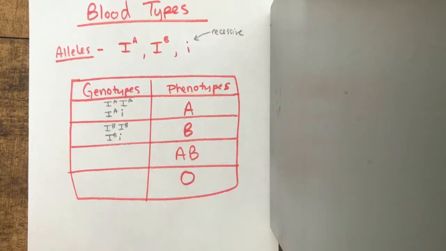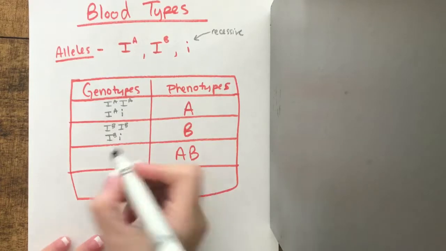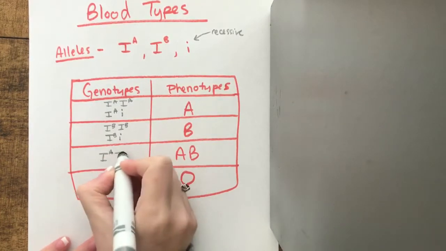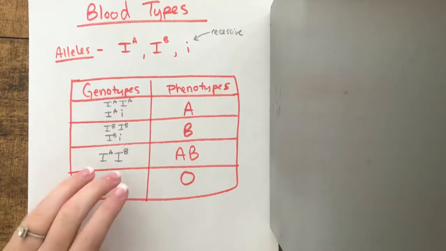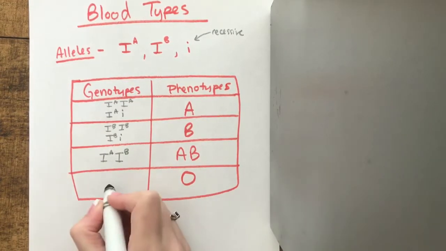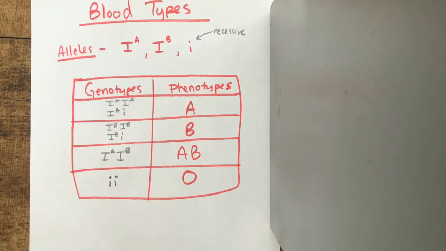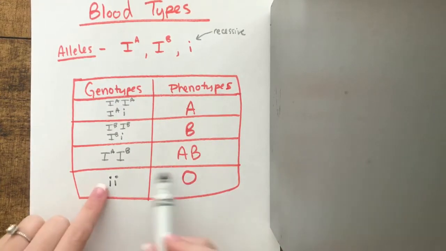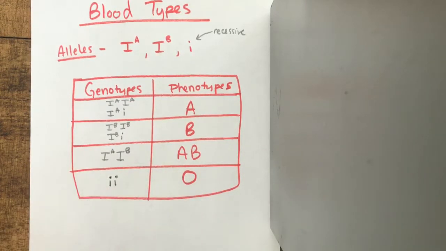Now with type AB blood, you get an IA and an IB, and that's the only way that you can be type AB blood. And then with type O blood, you'd be little i, little i. And obviously this one's 2 recessive, so it's the least common.